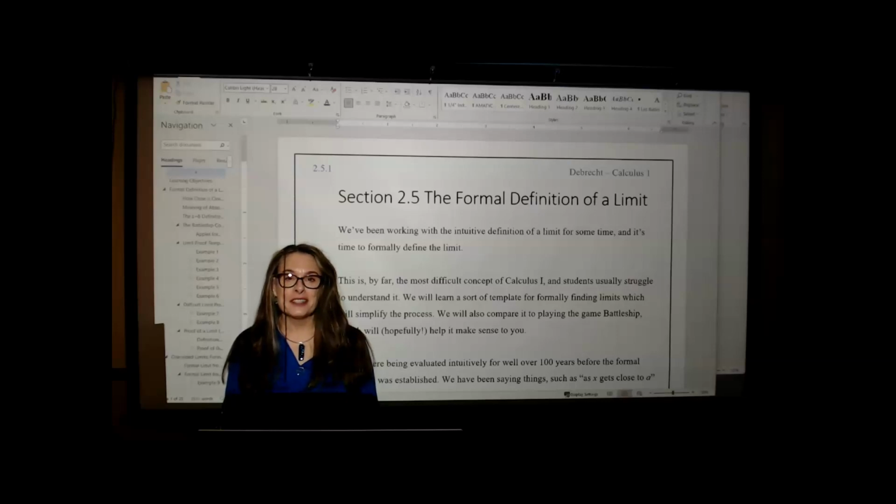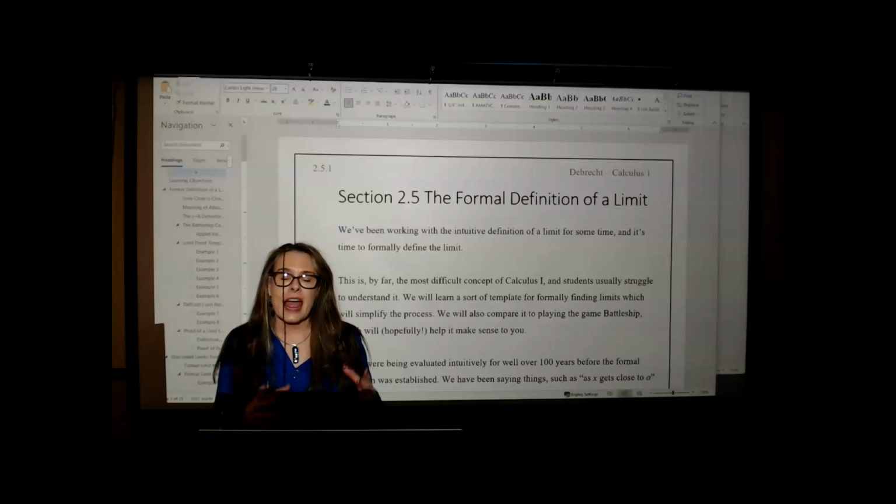We finally reached the moment we've all been waiting for. What is the limit? It's time to formally define it and make it precise. We've been using words like close to X and arbitrarily close to L. But what does that mean? How close is close enough? What does it mean to be infinitesimally close to L?